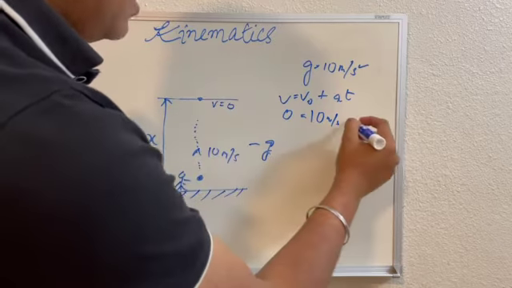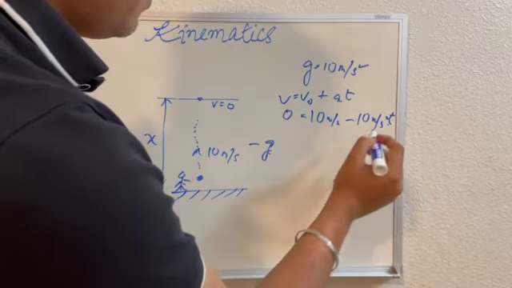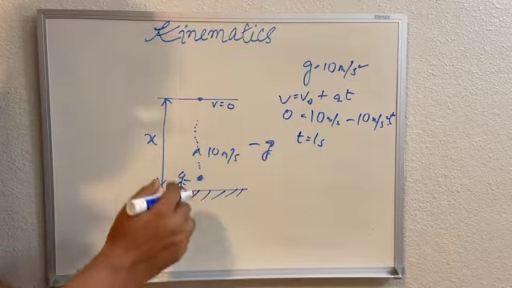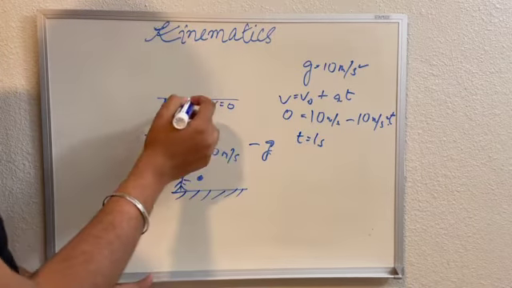Since it's moving up, it's minus 10 meters per second squared times t. So it's very easy. t has to be 1 second. So it takes 1 second for the object to reach from here to the top post level.